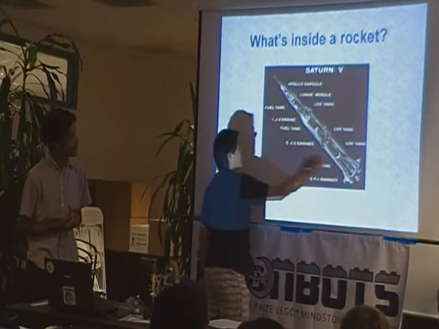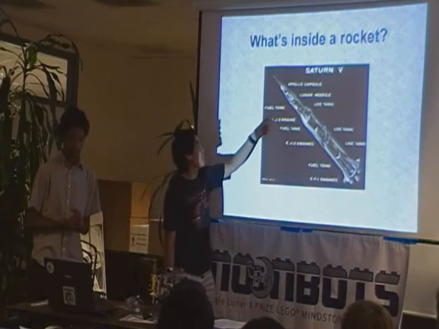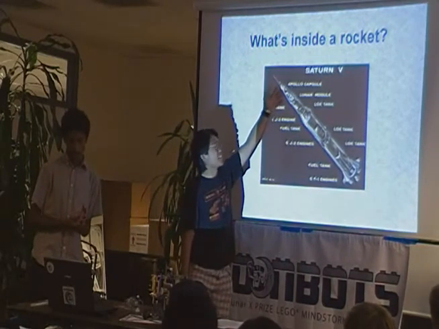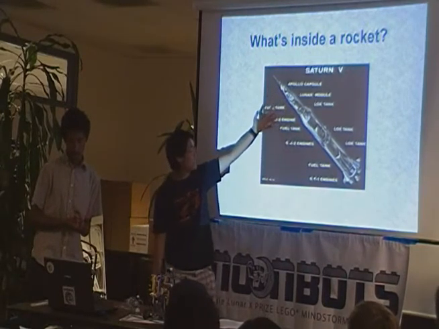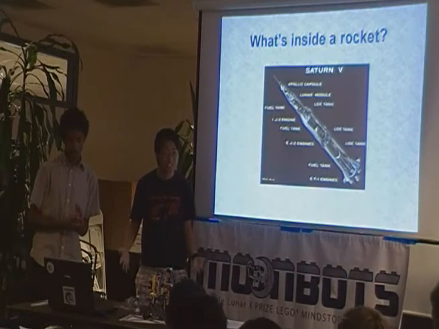See how many fuel tanks are in that thing? Fuel tank, bottom. Fuel tank, middle. Fuel tank, up there. And the astronauts are all at the very top. That's it. Can you believe that? Almost the entire rocket is fuel tanks and an engine.